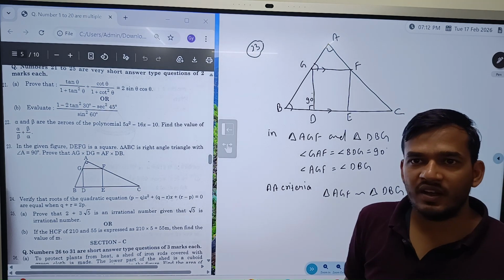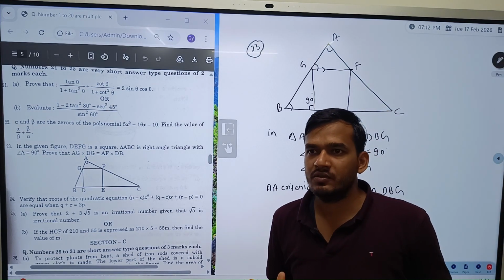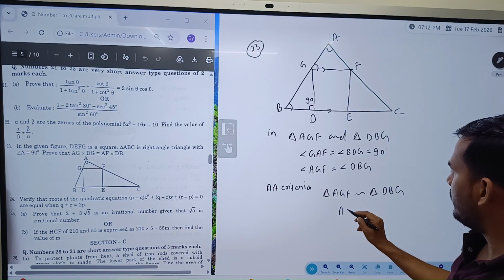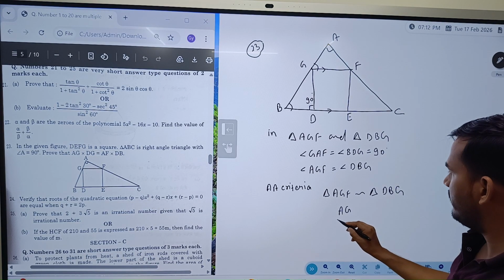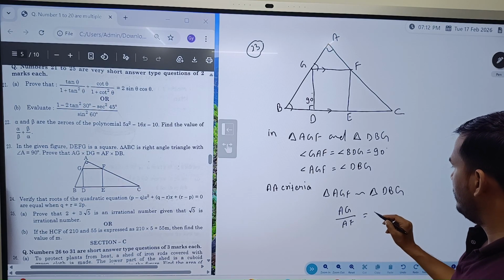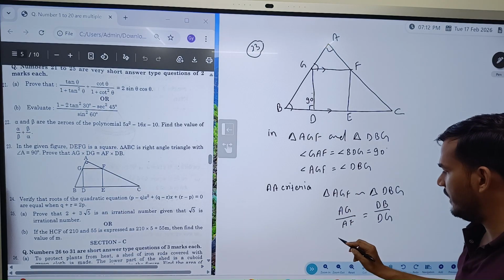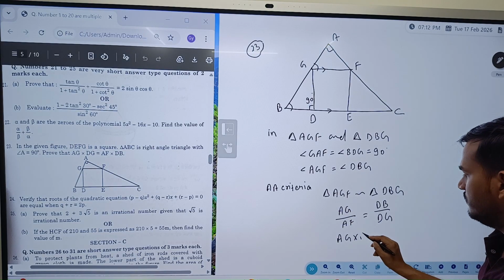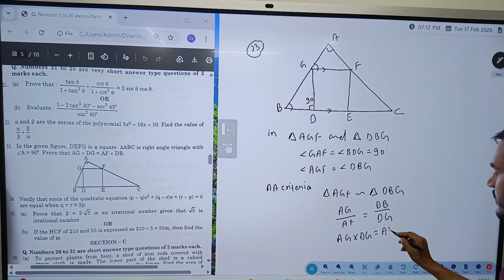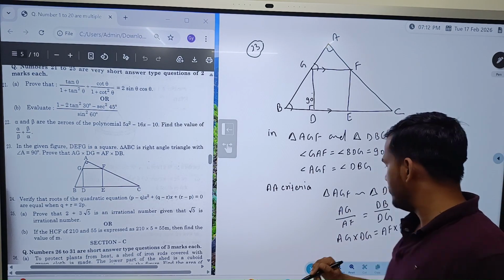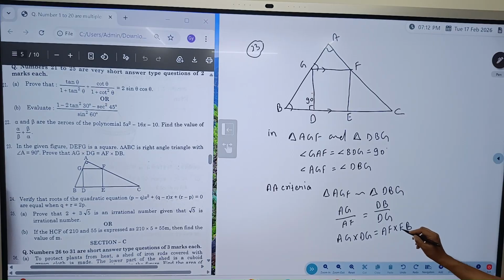In similar triangles, we know that sides are also in the same ratio. So AG upon AF is equal to DB upon DG. Now we can cross multiply. AG into DG is equal to AF into DB. So this proves what is asked in the question. AG into DG is equal to AF into DB. This is proved.